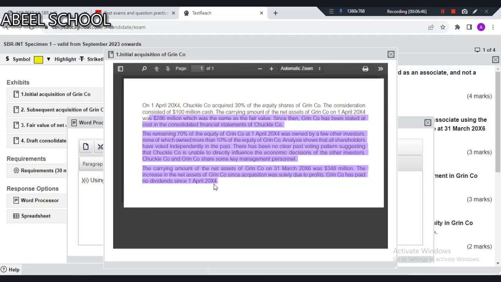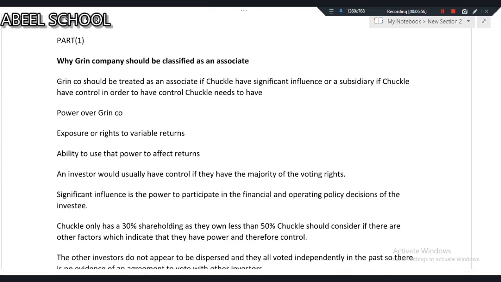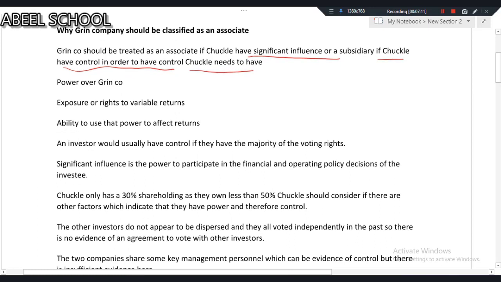For why it is treated as an associate, I just explained to you, and just to save time, I have done the drafting part already. You can just see: Green Company should be treated as an associate if Chuckle has significant influence, or a subsidiary if Chuckle Company has control. In order to have control, Chuckle Company needs to have power over Green Company, exposure or rights to variable returns, and the ability to use that power to affect returns. This is all what we have discussed in IFRS 10.